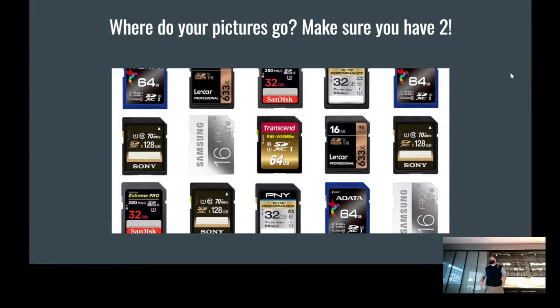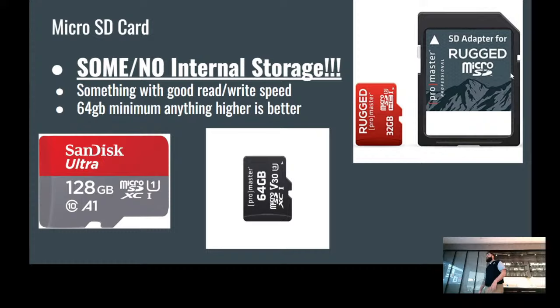Now, before we get started, it's important that we talk about one thing, and that is where do your pictures go? And make sure you have two of them. We're talking about SD cards. Now, in past classes, especially the intro class, when I talk about SD cards, I'm typically referring to micro or regular SD. But in the action camera or beyond the traditional camera world, micro SD cards are typically what you'll see in a lot of these smaller camera products.